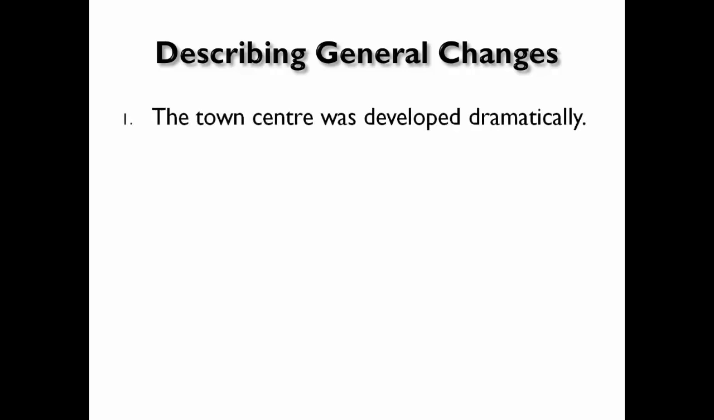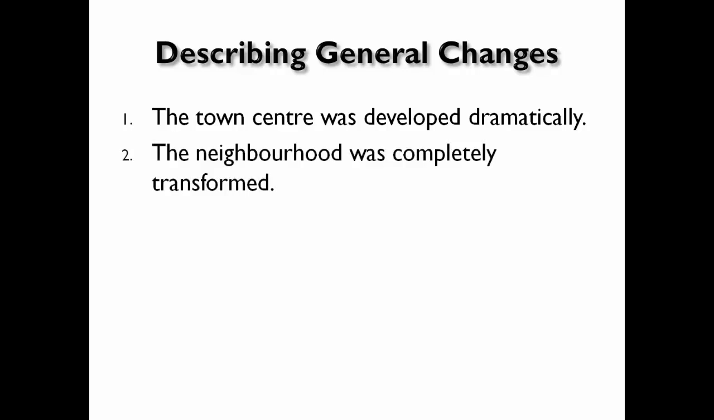Okay, so now we're going to look at describing general changes. We're going to look at the types of sentences you would include in your overview. Not the exact same sentences, this is just to give you an idea of the types of sentences that you might include. So the first one, the town centre was developed dramatically. So developed is a verb, which means change, and dramatically is an adverb, which shows that it was changed a lot. The neighborhood was completely transformed. So completely is an adjective, transformed means changed completely.